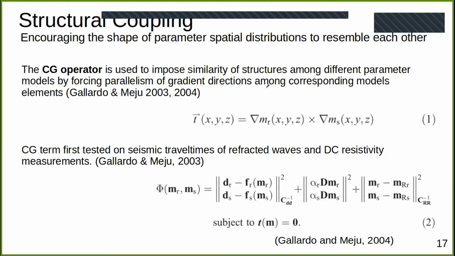For the link between the models, I chose structural coupling, and that's the cross-gradients approach of Gallardo and Meju. This just uses the cross-gradient operator, which is the cross product of the spatial gradients of each model. And you take that and minimize your misfit in accordance with that.